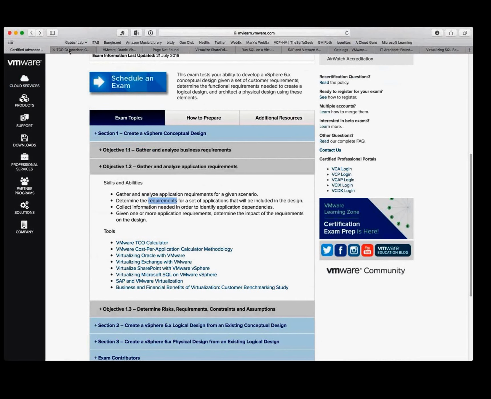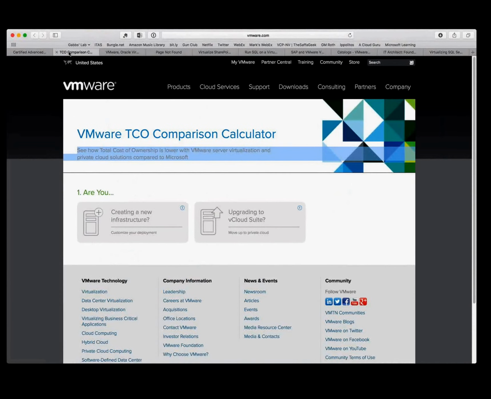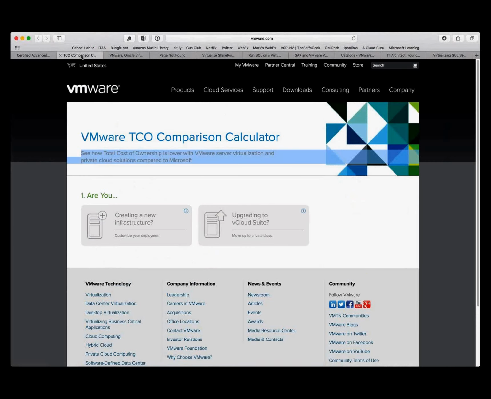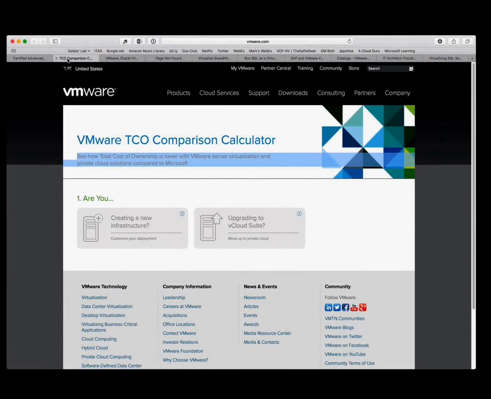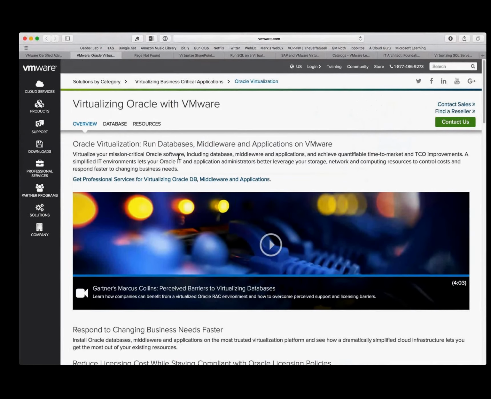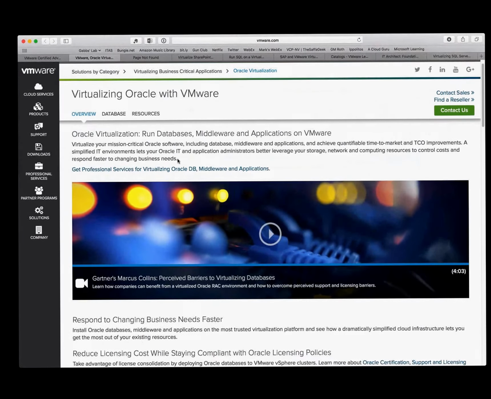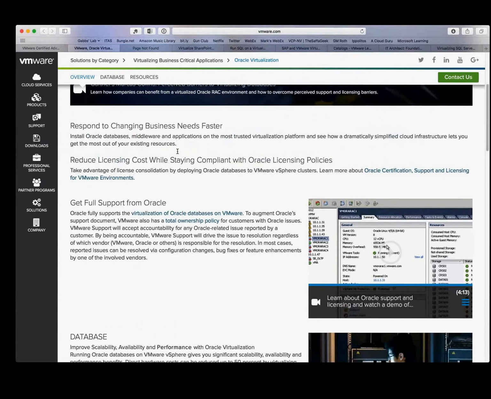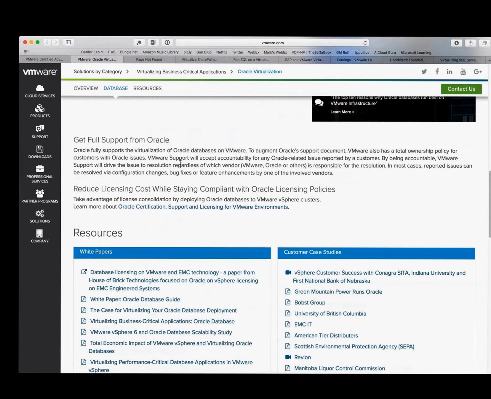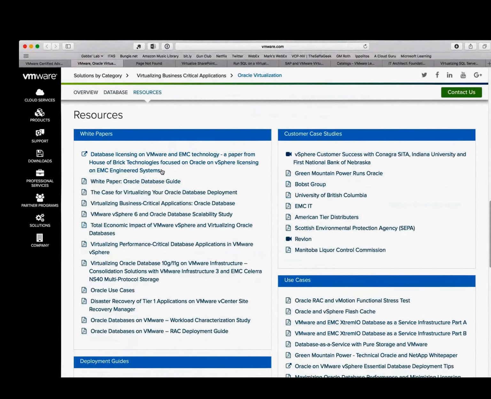So if I'm starting to move over, total cost of ownership comparison, I get why they'll put that in a VMware exam. It can help you understand how costs work in a VMware environment. You start looking at how to do virtualization with Oracle. And yeah, this is just another landing page from VMware. But there is quite a bit of good information. And if they're referencing it, take the time.